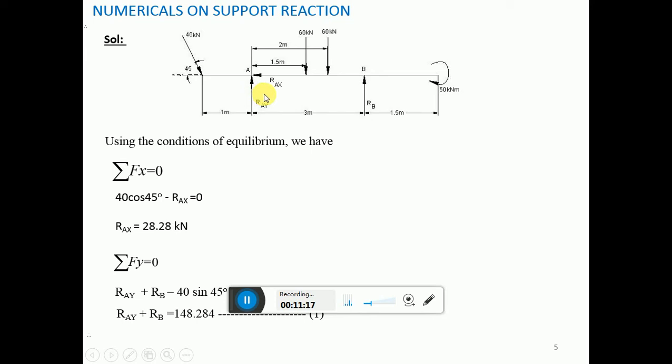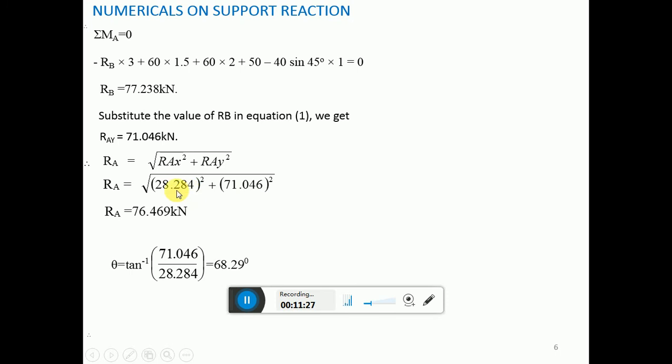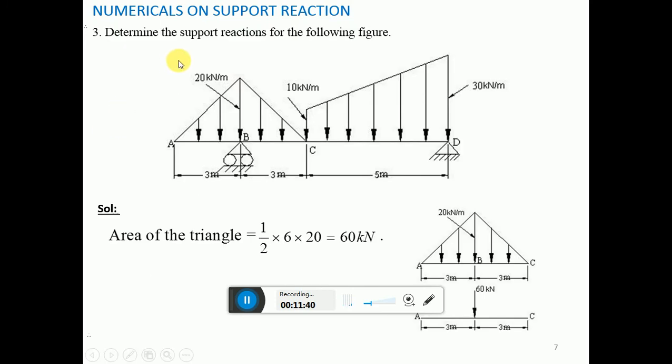How do you find out the resultant of two forces? The resultant RA is equal to the square root of RAX square plus RAY square. So you find this out and you get RA, like how we did in the first module. Find out RA, and find out the theta which it makes with respect to RAY. Okay, so thus solved.